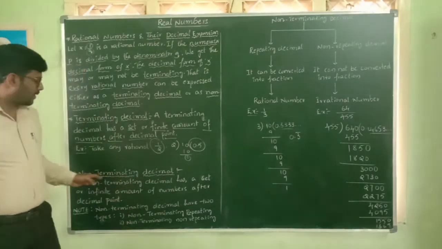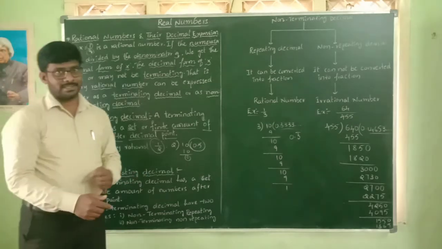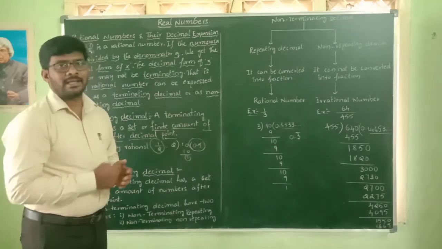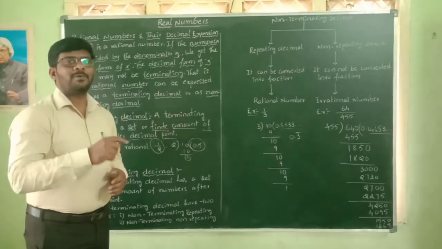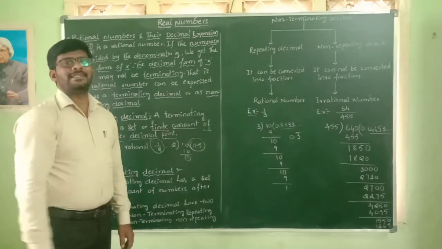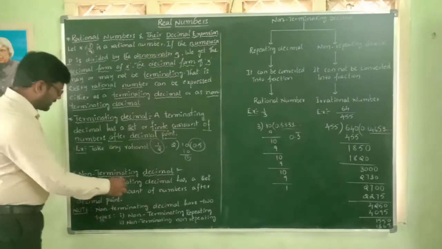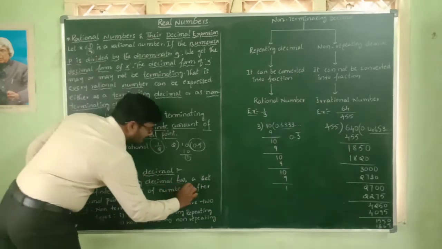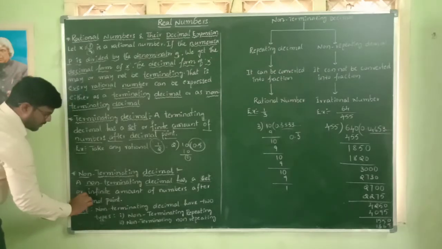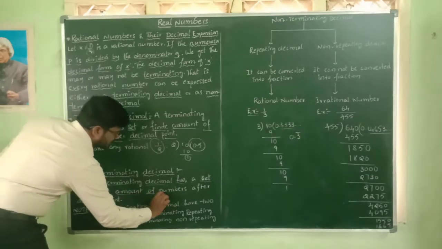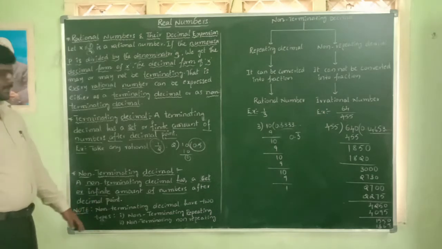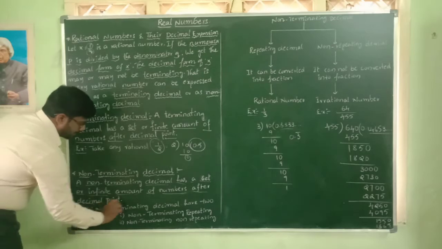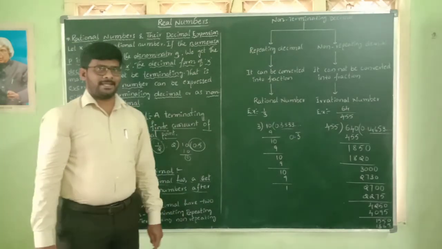Next type of decimal, non-terminating decimal. I already told the definition. A non-terminating decimal has a set or infinite amount of numbers after the decimal point. Okay children, a decimal that has an infinite amount of numbers after the decimal point is known as a non-terminating decimal.